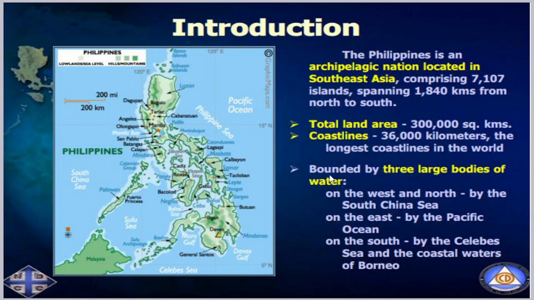Okay, our country is bounded by three large bodies of water. So, 'di ba? Sabi kanina, we are surrounded by water. So, what do we call the bodies of water surrounding our country? Okay, the first one is the South China Sea. It is located on the west and north side. So, dito siya. Okay? The second one is the Pacific Ocean located on the east side. So this is your Pacific Ocean. And then the third one is the Celebes and coastal waters of Borneo found on the southern portion. So this is the Celebes. So as you can see, we are indeed surrounded by water.